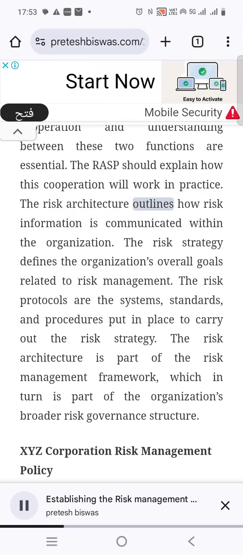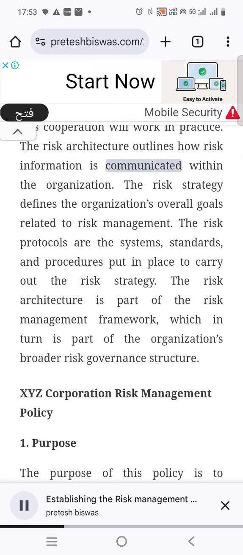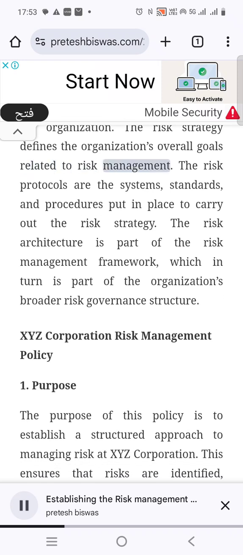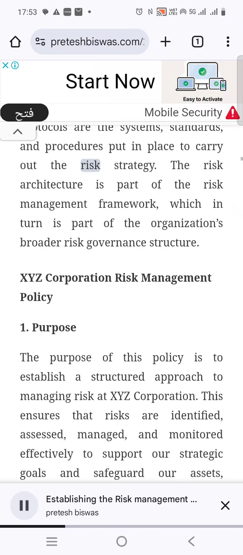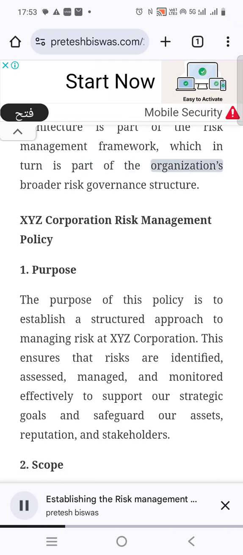The risk architecture outlines how risk information is communicated within the organization. The risk strategy defines the organization's overall goals related to risk management. The risk protocols are the systems, standards, and procedures put in place to carry out the risk strategy. The risk architecture is part of the risk management framework, which in turn is part of the organization's broader risk governance structure.